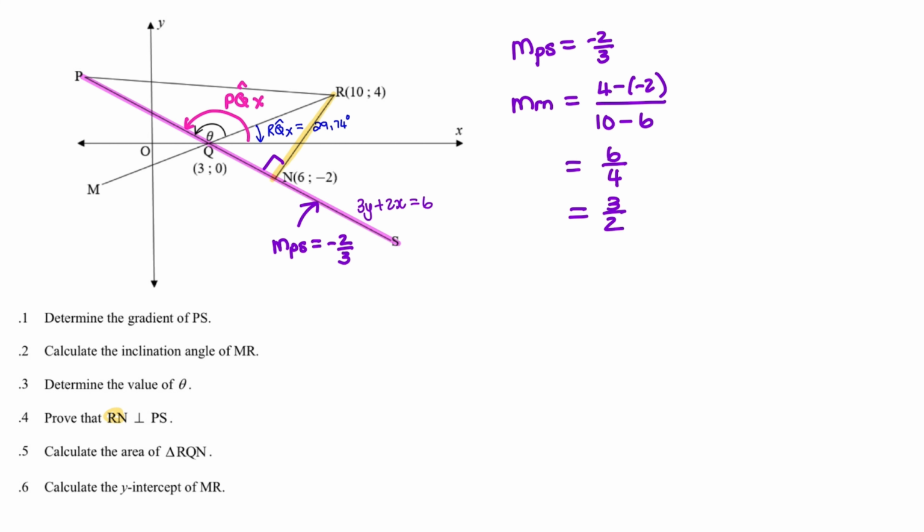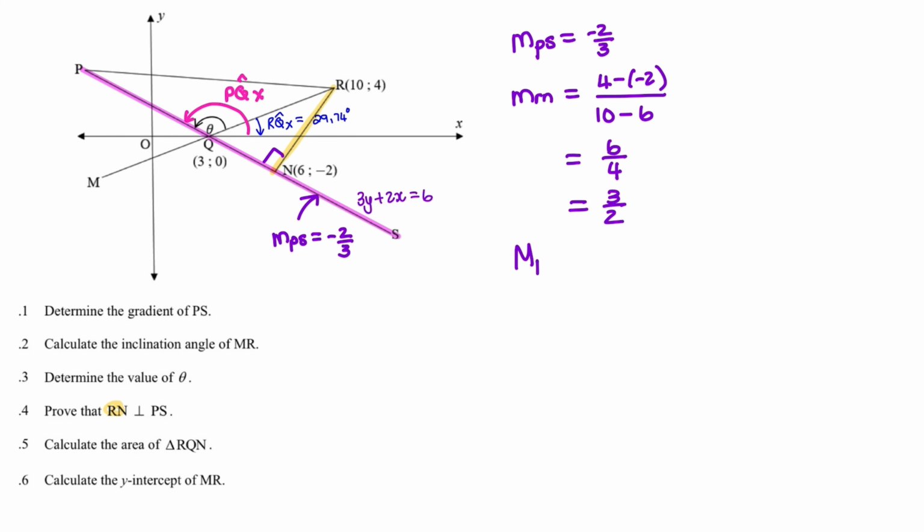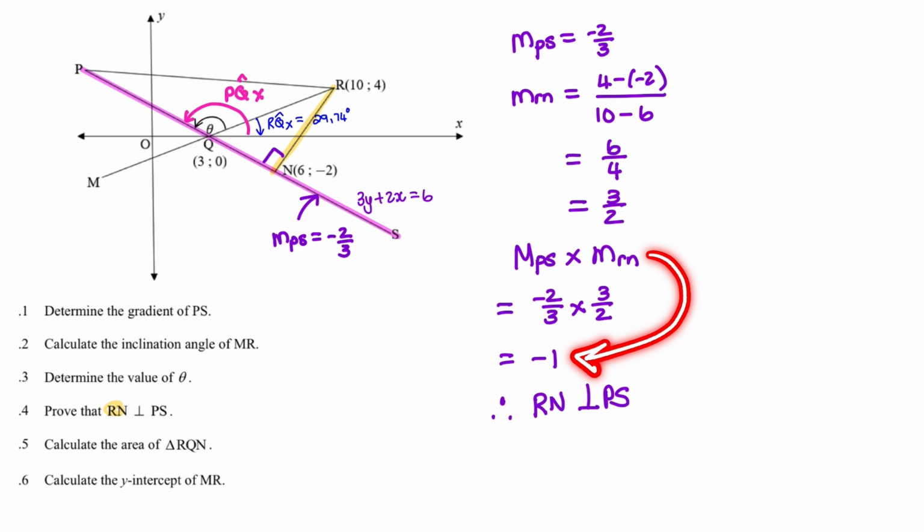Now I take the gradient of the line PS and I multiply it with the gradient of the line RN. And that is equal to -2/3 times 3/2, and that results in -1. So therefore, the line RN is perpendicular to the line PS. Notice I don't assume that that's -1. I actually show the calculation.